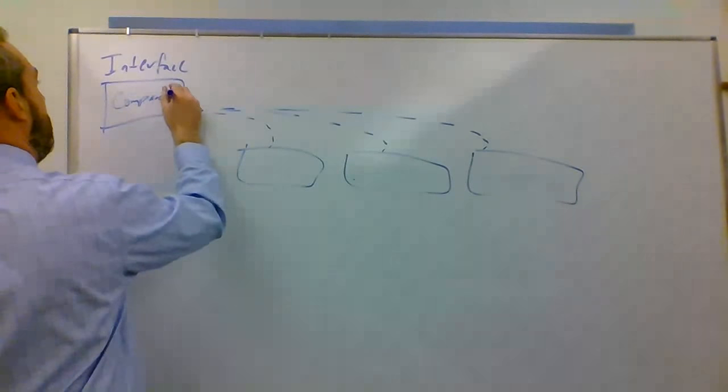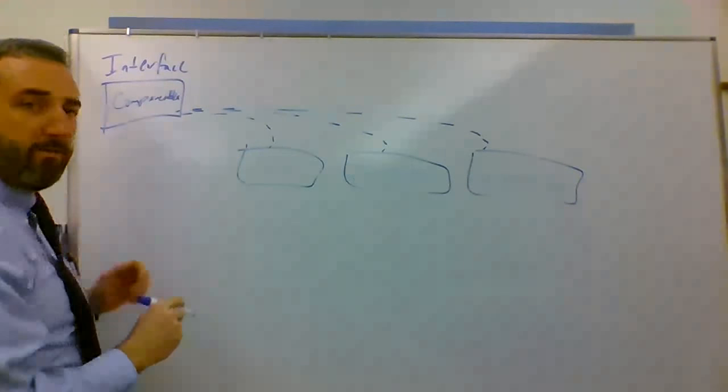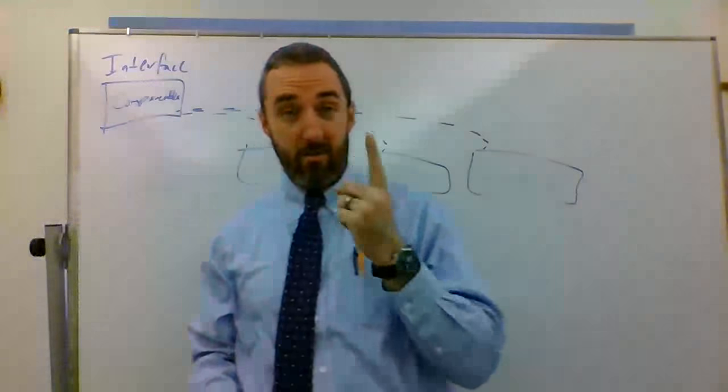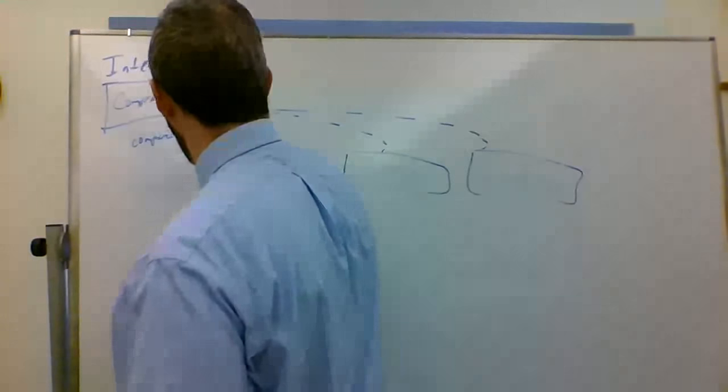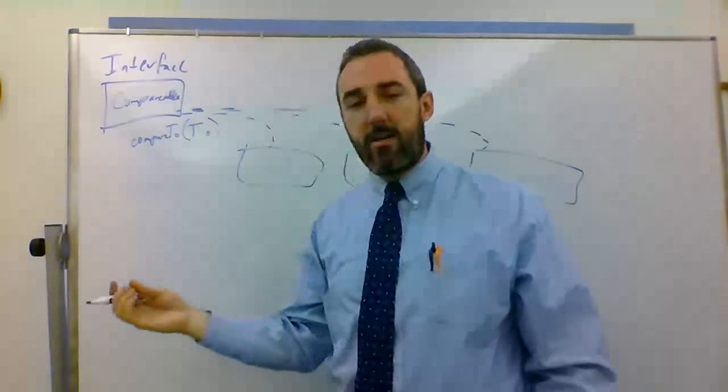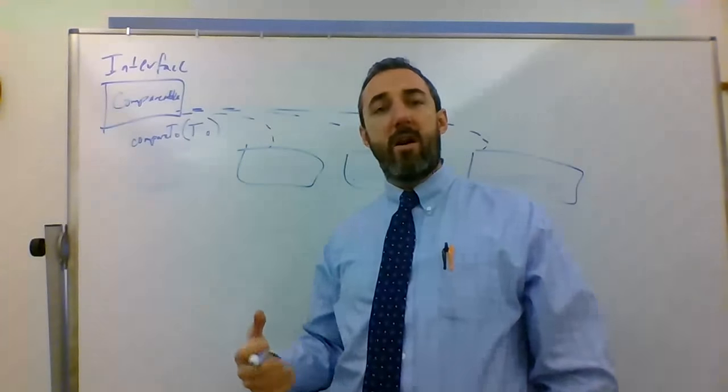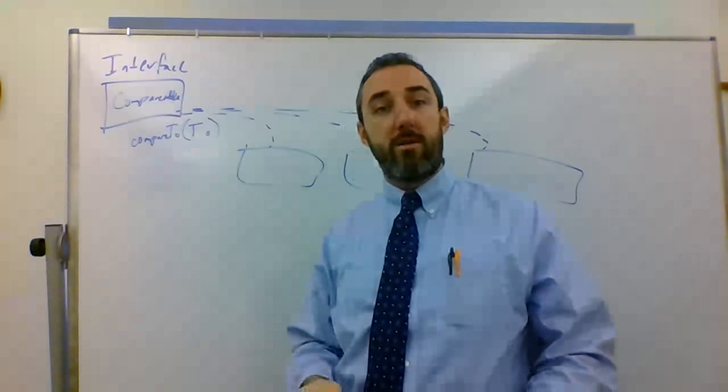Comparable. All right. So the Comparable interface has one method and one method only listed, and that method is compareTo. I'll say a type T, and we'll call it that. So that T is kind of a placeholder for any object that you might want to compare things to.